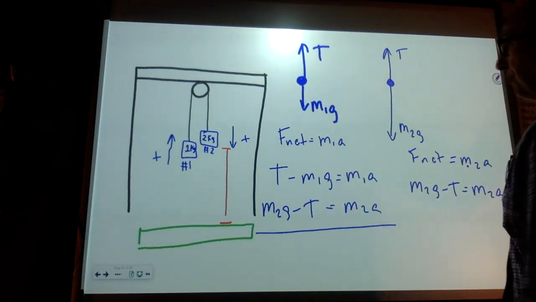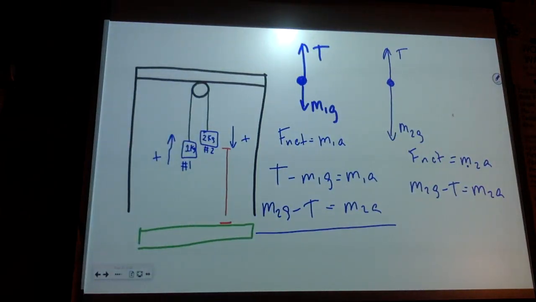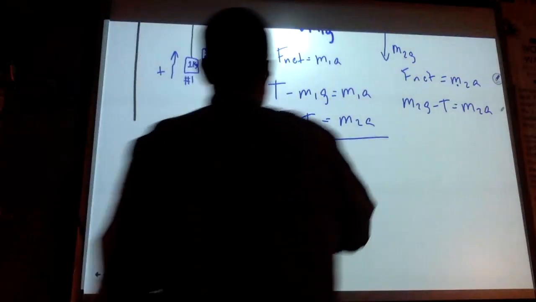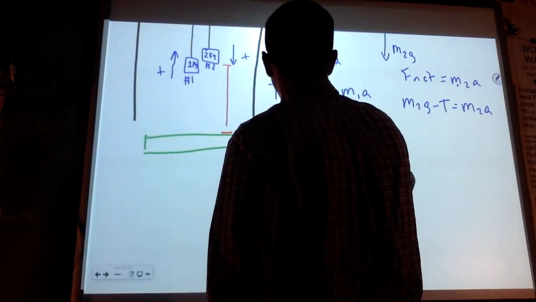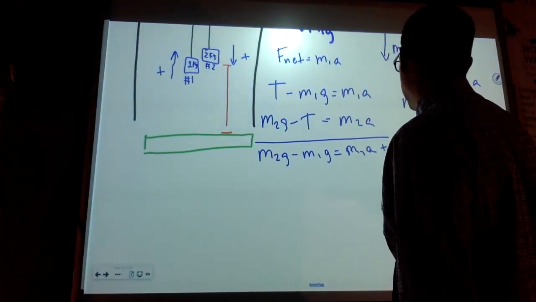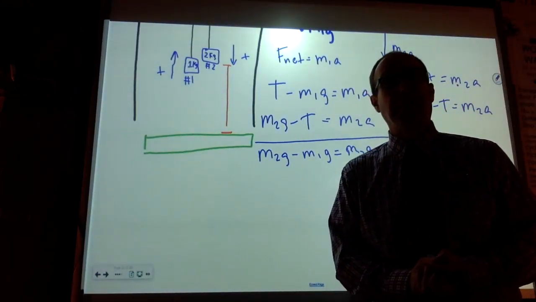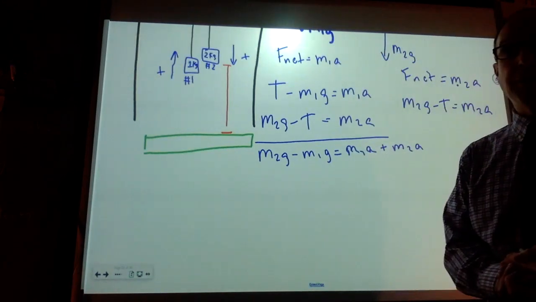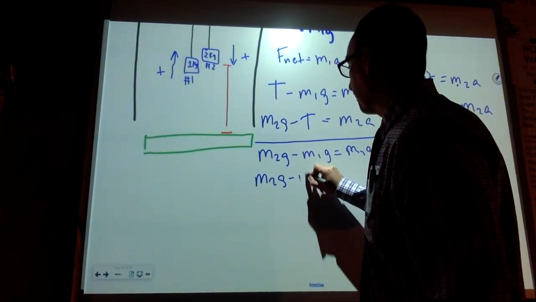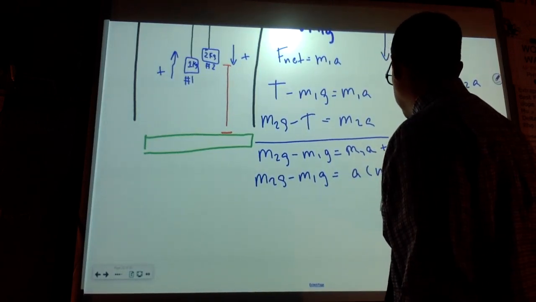And so what I'm going to end up with is M2G minus M1G is equal to M1A plus M2A. I can factor out an A because they share the same magnitude of acceleration because they're connected, like two cars of a train. So I have M2G minus M1G is equal to A, M1 plus M2.